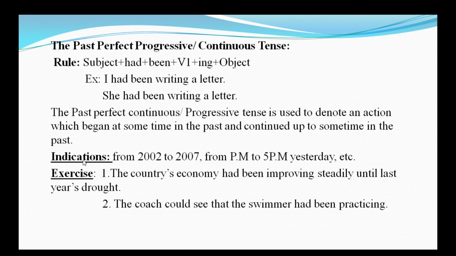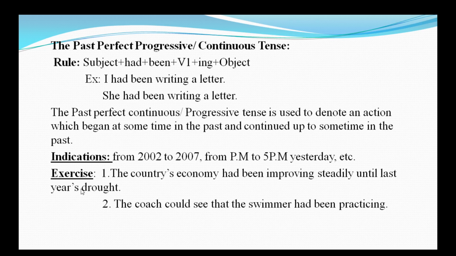Here the key indications are from 2002 to 2007, from 2 p.m. to 5 p.m. yesterday, etc. So here, while we are writing or mentioning the past perfect progressive or continuous tense, we can use these key indications to mention the past perfect progressive or continuous tense.